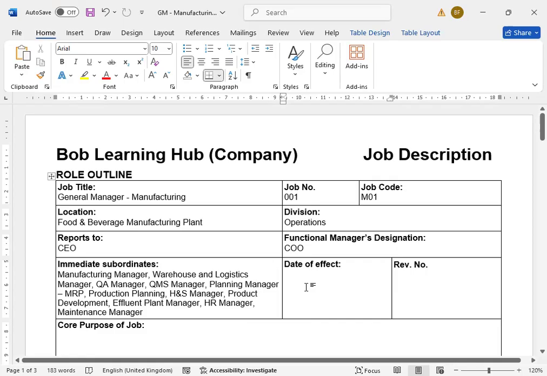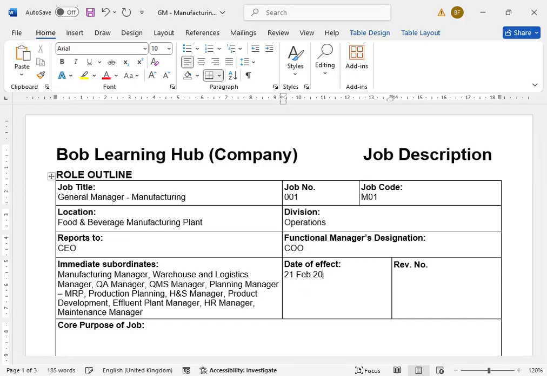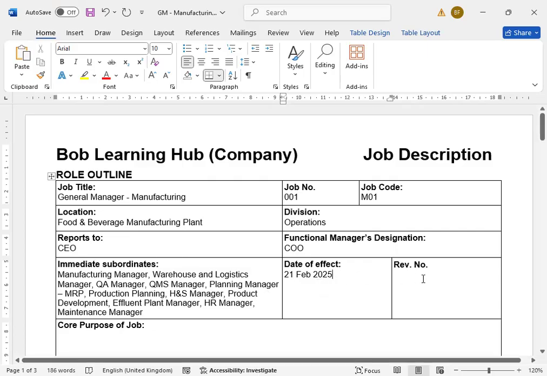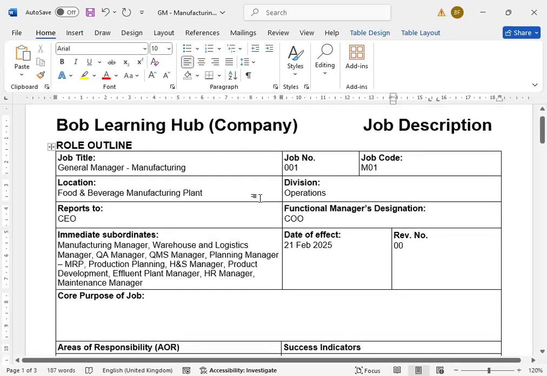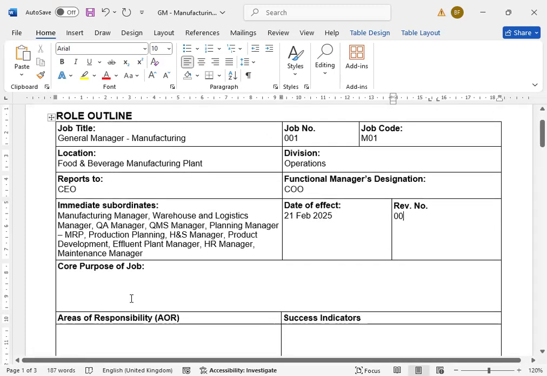Okay, so today is 21 Feb. So I'm recording it today, so I'm going to put the date of effect. It's 21 Feb. Since this is the first time that we're going to write this job description, and we're not doing some revision yet, I'm going to put 00. If we make a first revision, then it will be 01. The second revision would be 02, things like that. Then the next item that we're going to write is the core purpose of job.